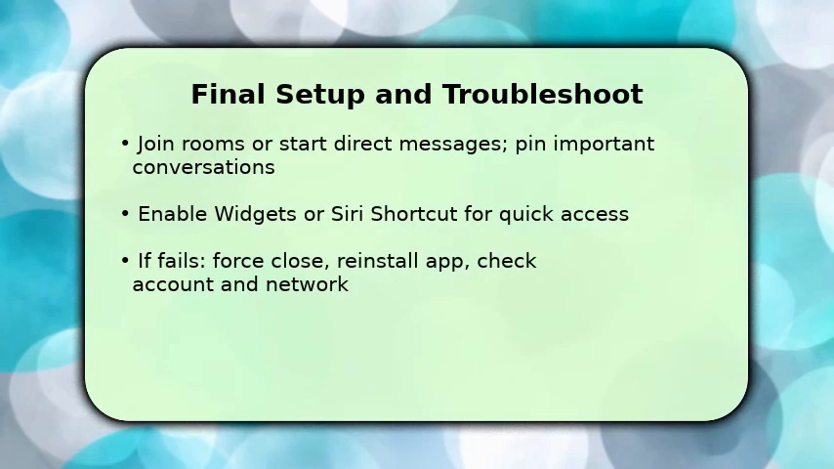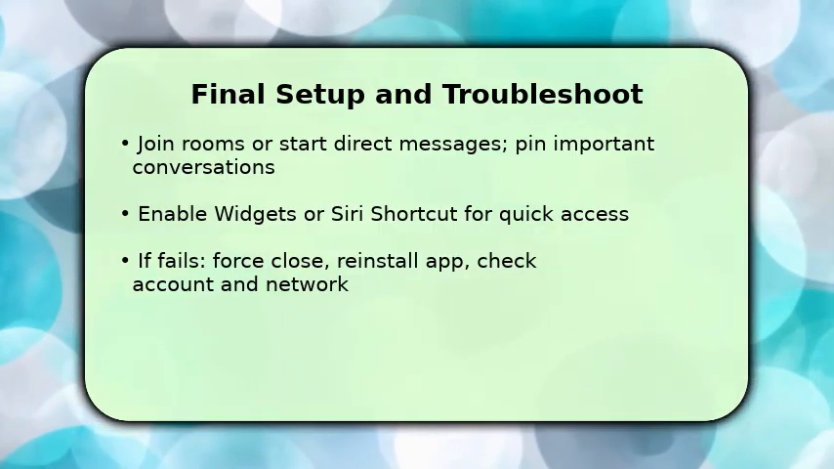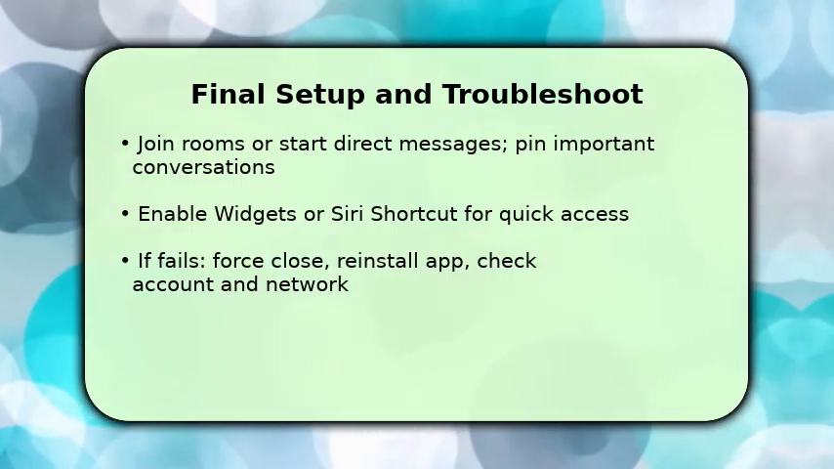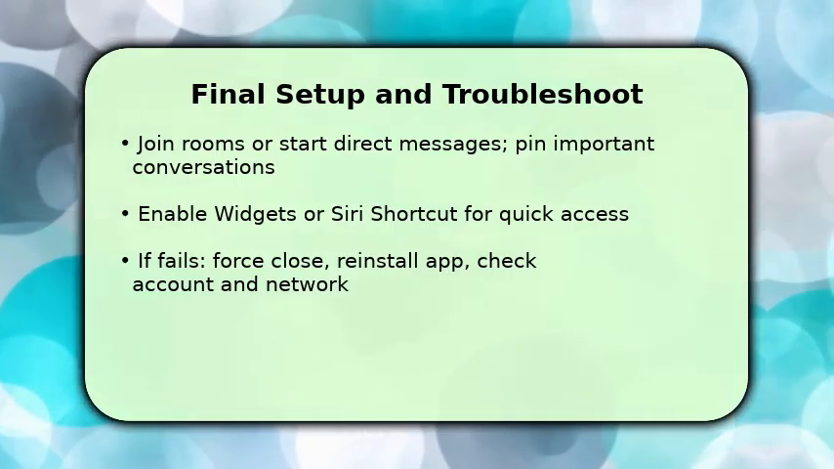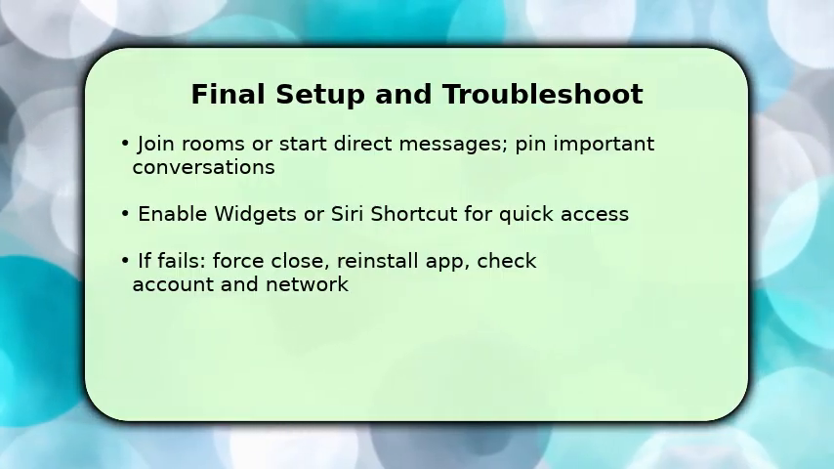By joining spaces or starting direct messages, tap the plus to create or search for people in rooms and pin urgent chats to the top. Optionally add the Google Chat widget or create a Siri shortcut for fast access. Once configured, test sending a message and making a call.